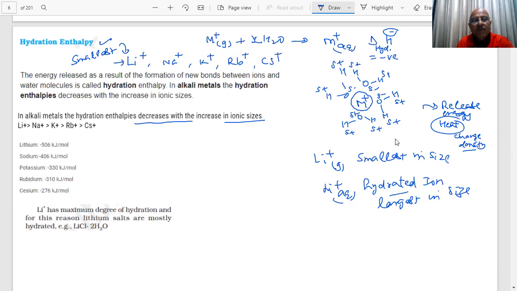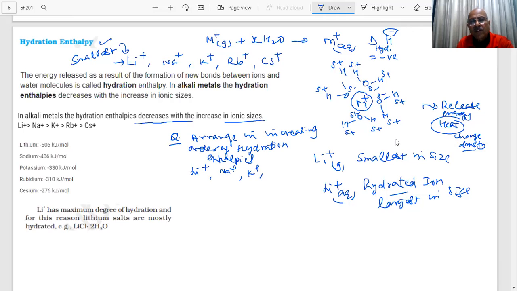They will ask you in the paper, arrange them according to decreasing hydration enthalpy. Arrange, supposing I say, in increasing order of hydration enthalpy, students: lithium plus, sodium plus, potassium plus, rubidium plus, cesium plus. What is your answer?